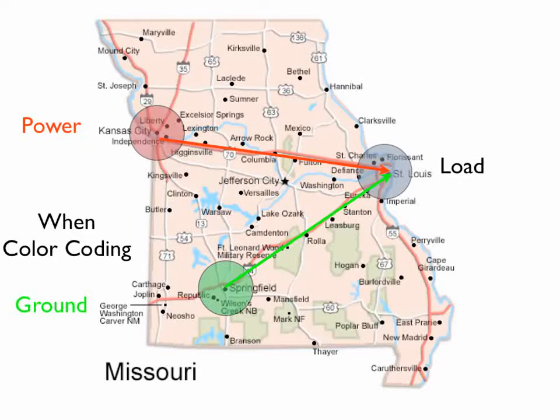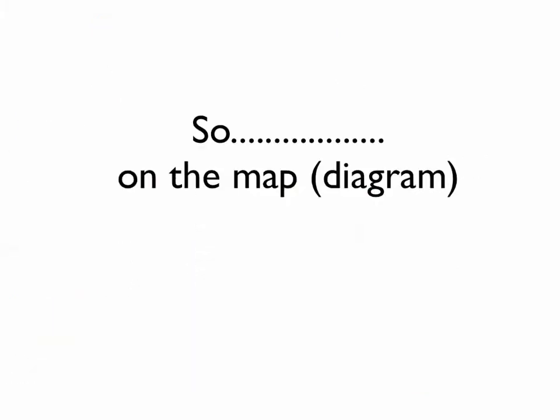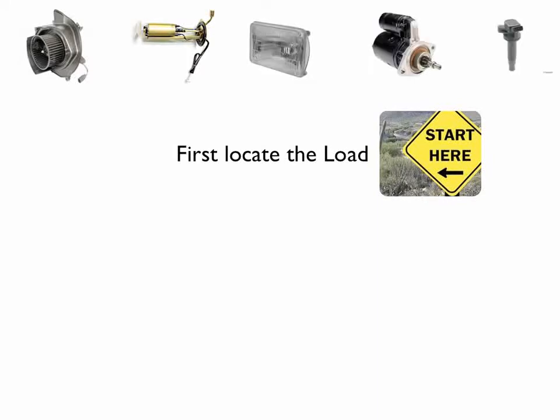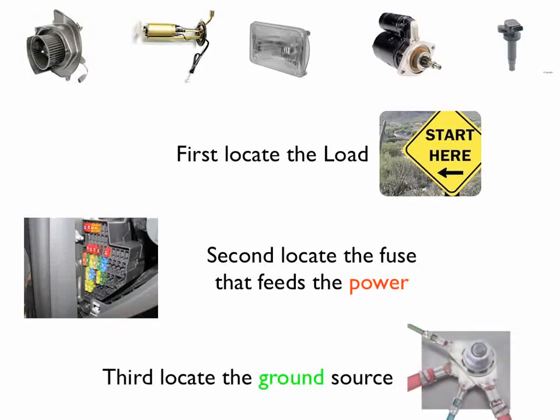When you're color coding, the power road that goes directly to the load is always colored red, and the ground road that goes directly to the load is always colored green. That's true on our electrical diagrams. So on the map or on a diagram, the first thing to do is locate the load. A load is a device that consumes the power and does work, like a light bulb, a blower motor, or a coil. The second thing is to locate the power source, or the fuse that feeds the power. And the third is to locate the ground source, where the ground originates.